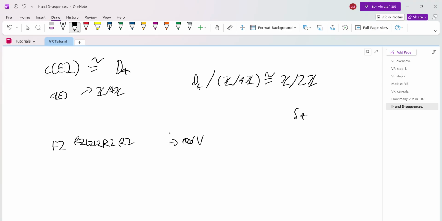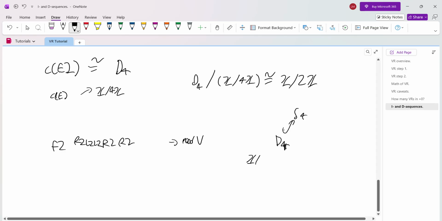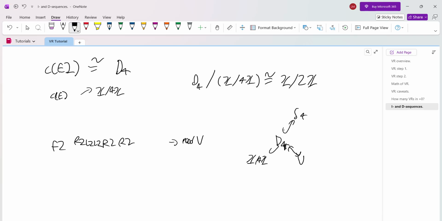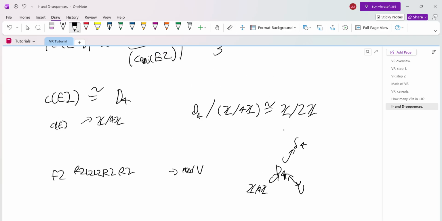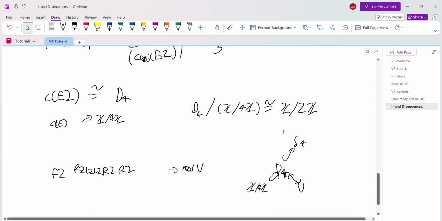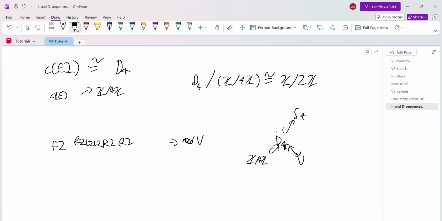Because actually, S4 contains D4. Like that, there's no error actually. I mean, I guess that's an inclusion like this. And D4 contains Z mod 4Z, but it also contains the Klein four group. The Klein four group is actually a subgroup of D4, as you can check very easily for yourself. So actually, modding by V is modding by a subgroup of D4.